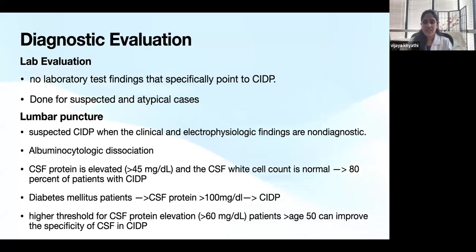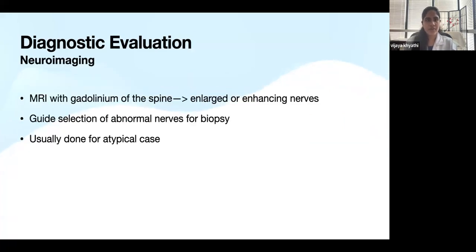There are some other conditions. If the person is diabetic, as the CSF protein is usually high, we need to look for CSF protein to be more than 100 in order for them to be diagnosed with CIDP. Even for patients with age more than 50, we need to look for a CSF protein threshold of more than 60 in order to rule in or rule out CIDP.